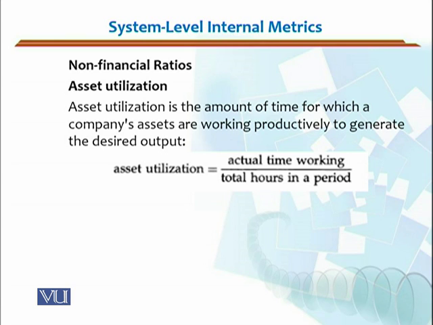So asset utilization would be given by the actual time working divided by the total hours in a period. So for one season, let's say, is the period, or 1 month is the period. So if you want to find the asset utilization, you will divide the actual time you were working in that organization, or the total labor working hours, divided by the total hours during that period.